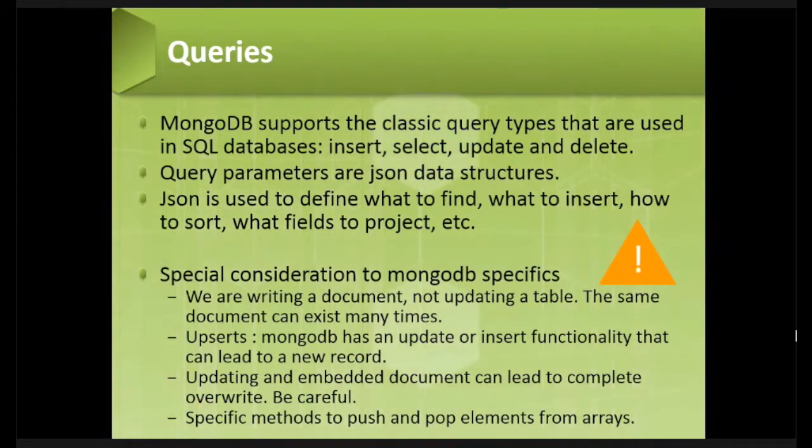And Mongo has a functionality called an upsert, which is insert and update functionality put together, which may lead to a record. Basically, this means that if you try to update something that does not exist, you will create a record with the update criteria.